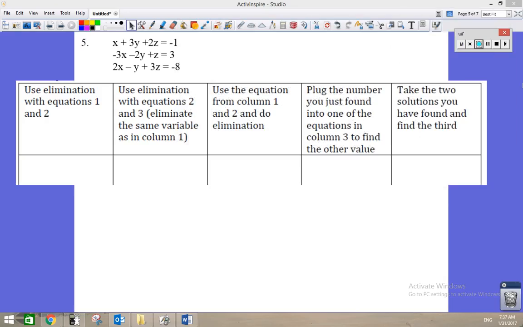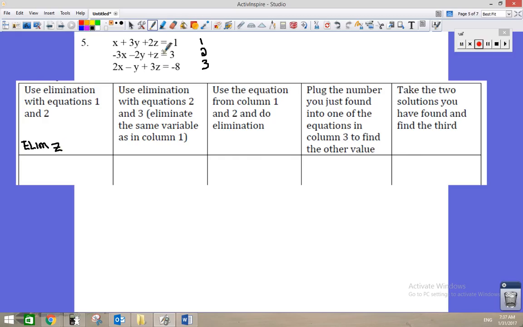Alright, so let's take a look at this problem number 5. Again, we're going to use this chart that Mrs. Chambers has made for us. Number our equations, and I suggest that you look at equation 2 and pick the variable to eliminate that has a 1 or negative 1. So I'm going to eliminate z.